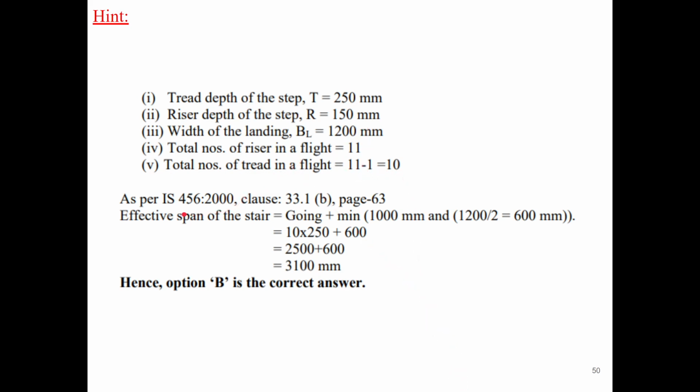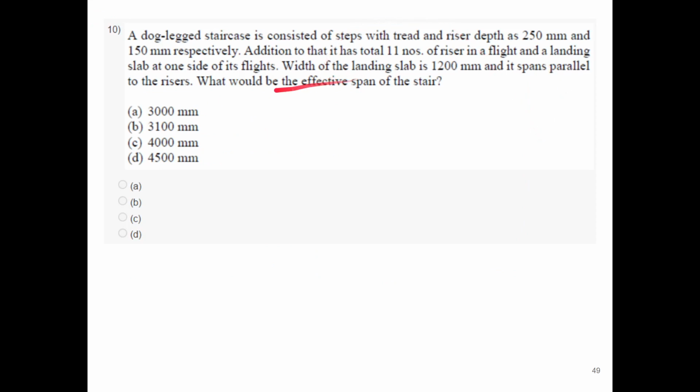As per IS 456 clause 33.1b, page 63, the effective span, as we discussed, is s plus x plus y. S is basically the number of treads, 10, times the tread of 250 per step, so 10 into 250, that is 2500. So 2500 is the value of s. In the question, they have said that the landing slab is only at one side of the flights. Ideally it should be two sides, but they have only given one side. That means one of x or y will be 0.